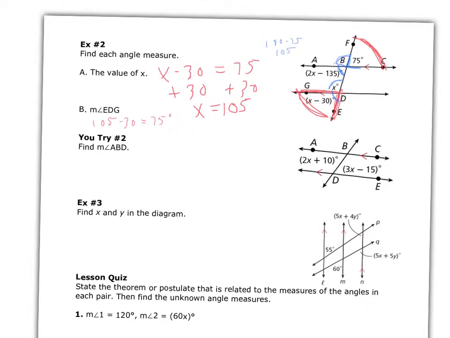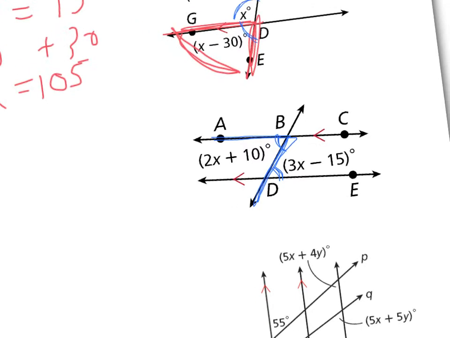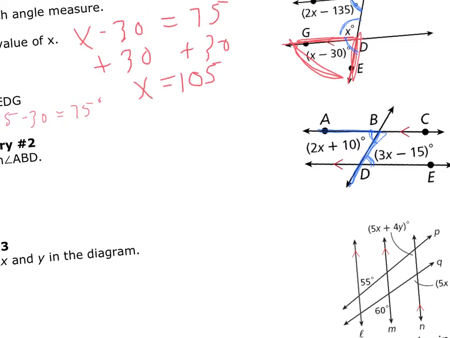Okay, let's try a few more. It says find measure angle ABD this time. So we want to find this guy right here. Okay, so we know we have two different angles here. We have BDE right here, and we've been given ABD. Okay, we know that alternate interior angles are congruent, so we can set up an equation to represent that.